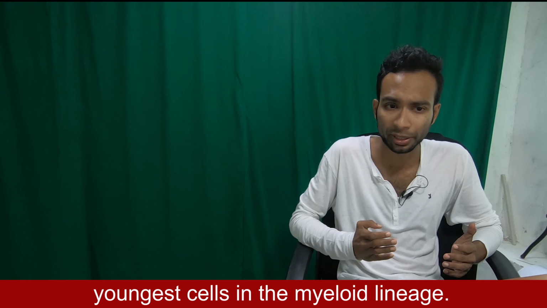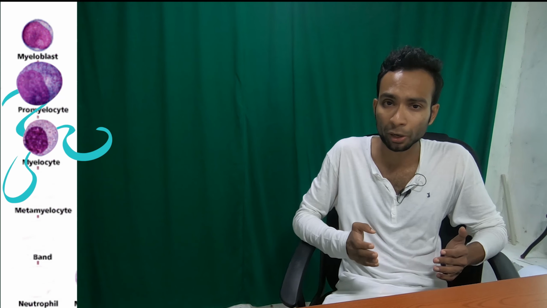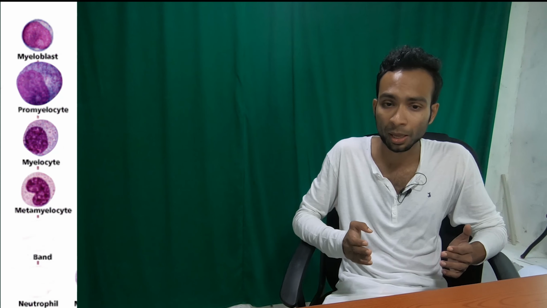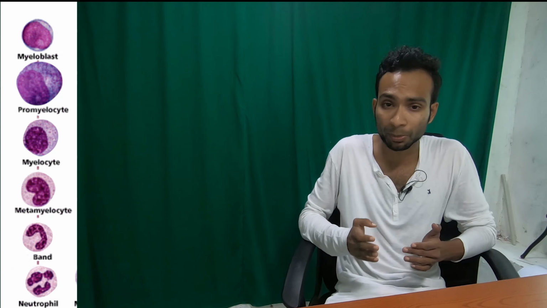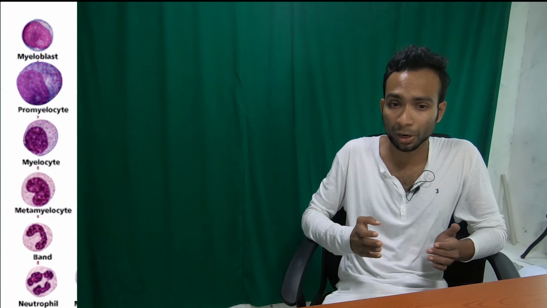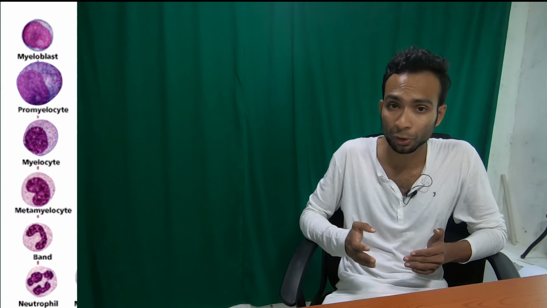These myeloblasts are the youngest cells in the myeloid lineage. Then they can develop into promyelocyte, myelocyte, metamyelocyte, band cell, and mature cells. The development of granulocytes from myeloblasts is called granulopoiesis.